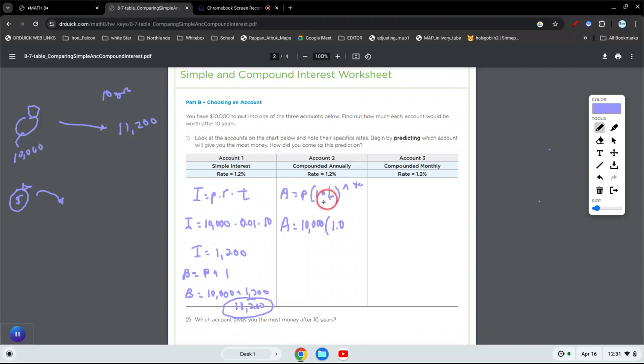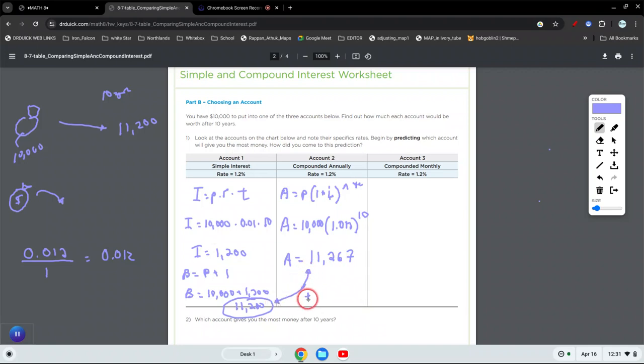1 point... Oh, we've got to figure this out though. We had the rate at 0.012, and it's compounded only once per year. So it ends up being the same number, 0.012. So I'm going to keep it that way. And it's going to be compounded for 10 years, so it's raised to that exponent. When you math this up, you get a different amount. A equals 11,267. So you can see that's a little higher than this one, which is 11,200. I've made $67 more between these two amounts.